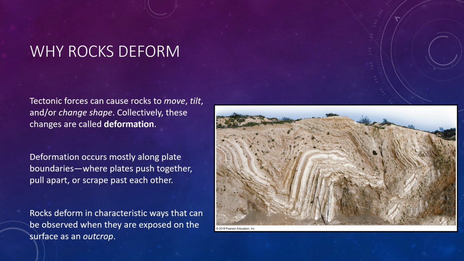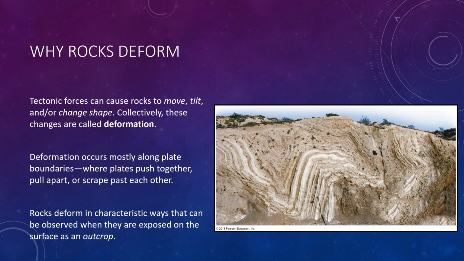Rock deformation is caused mainly by tectonic forces, and it occurs mostly along plate boundaries. That is, the place where lithospheric plates push together, pull apart, or scrape past one another. Rocks deform in a characteristic way that can be observed when the rocks are exposed on Earth's surface as an outcrop. For example, the folds represent a typical response to a compressional force at depth.